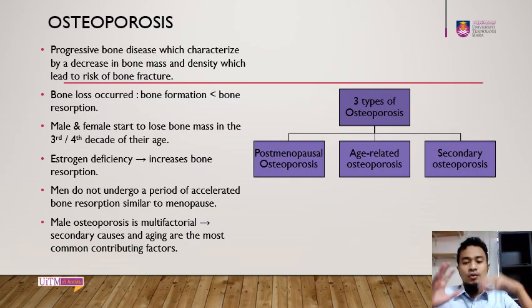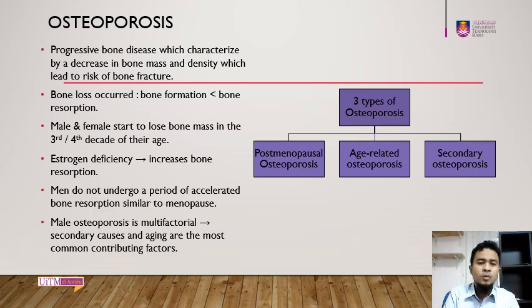Next, after you understand a little bit regarding our bones, we want to focus on osteoporosis. What is osteoporosis? This is a progressive bone disease characterized by a decrease in bone mass and bone density, which eventually leads to a risk of bone fractures. Bone fractures can be due to work and so on, but we will go into detail on that because there are three types of osteoporosis.